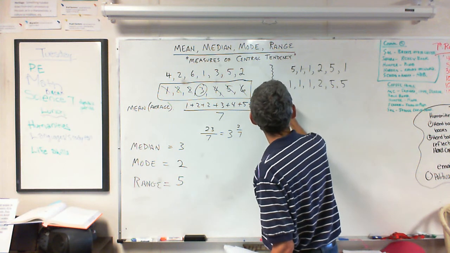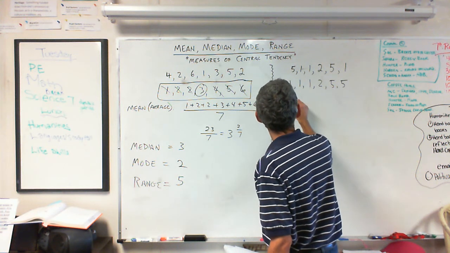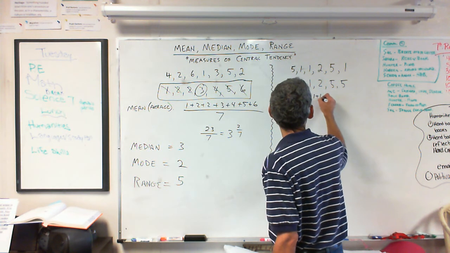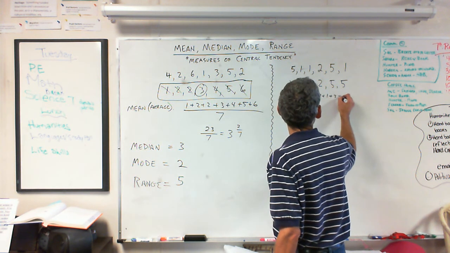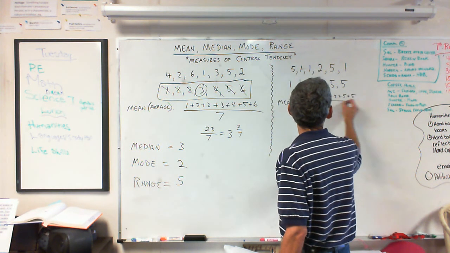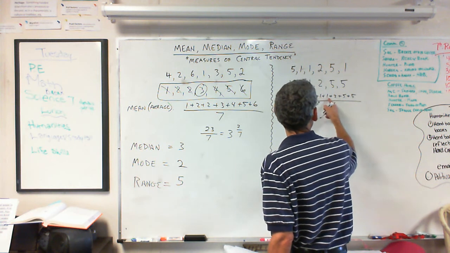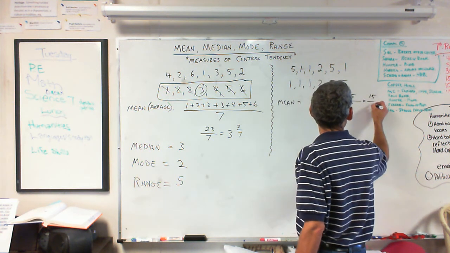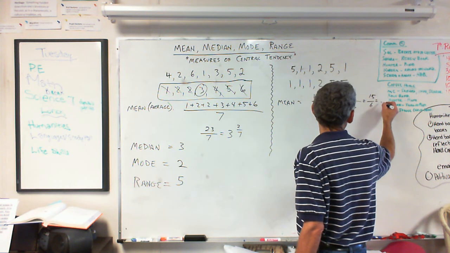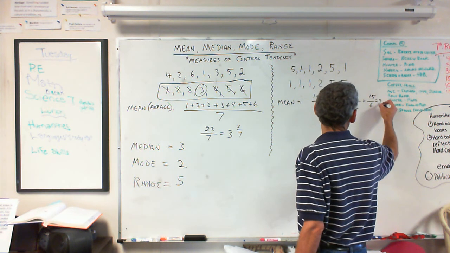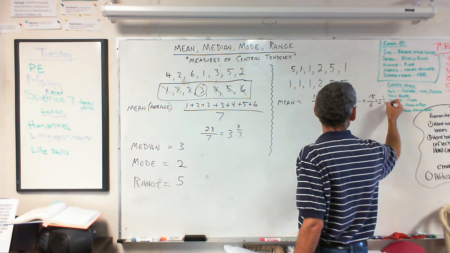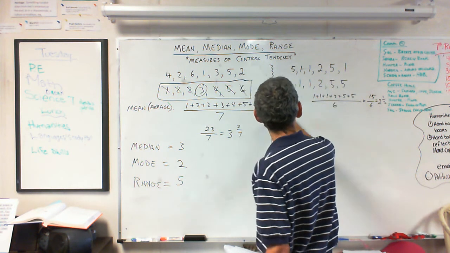Okay, so for our mean, that's pretty easy. It's just 1 plus 1 plus 1 plus 2 plus 5 plus 5 all over 6, right? So 3 plus 2 is 5, 10, 15. Did I do that right? Yeah. Which is 2 and 3 sixths, which is 2 and 1/2. Okay, so that's your mean.